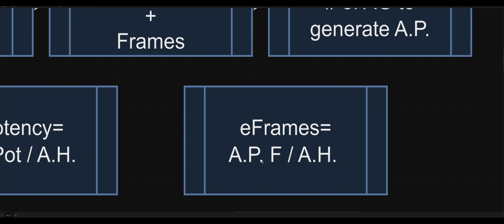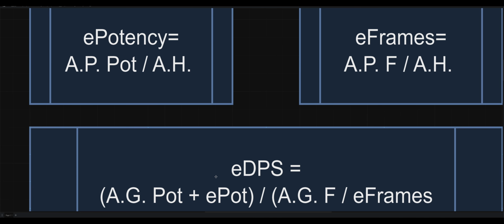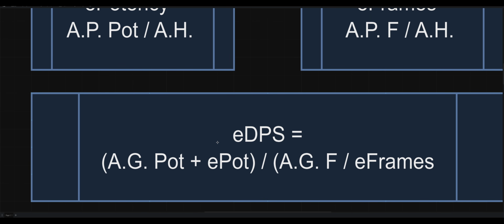We also want to do the same thing for its frames. We want to take the AP frames, so Element Pursuit's frames, and divide it by the number of hits, in this case 4. So now we have E pot and E frames. The next thing we do is we want to calculate E DPS. And how we do that is essentially we need to create the overall E potential, which is going to be your attack generator, so your potency of Swift Smash, plus your calculated E pot, divided by your attack generator's frames.